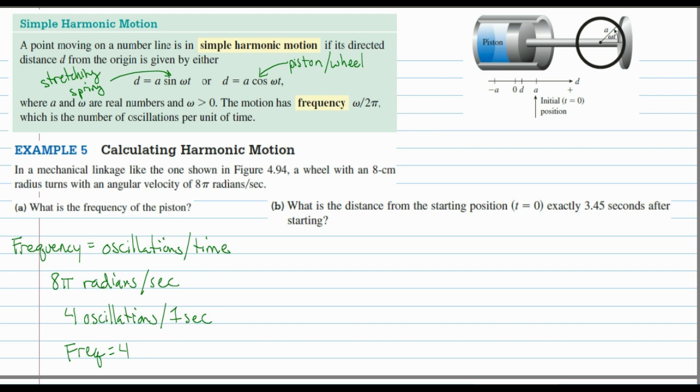Now, part B. What is the distance from the starting position t equals 0, exactly 3.45 seconds after starting? So we are trying to look for the difference between positions at t equals 0 and t equals 3.45. So we've got to come up with a function to model how this object is moving. Well, first of all, your book gives you a formula up here. Frequency is W over 2 pi. Well, I know that the frequency is 4.